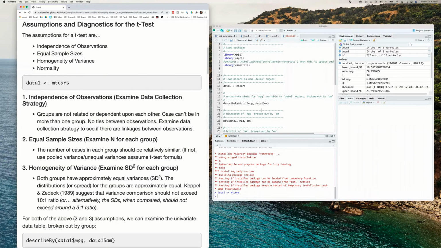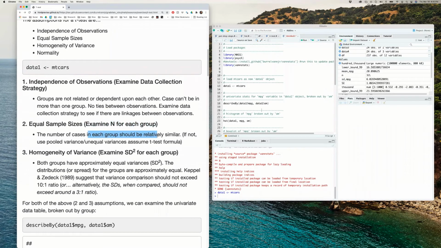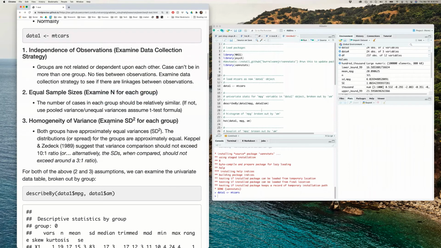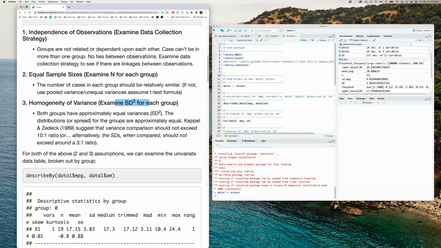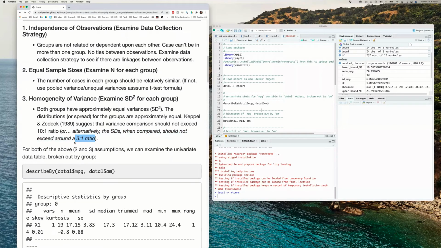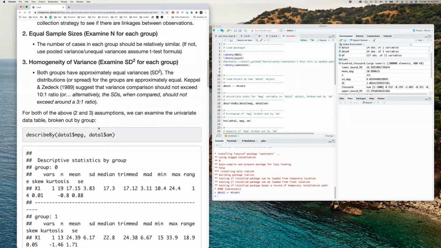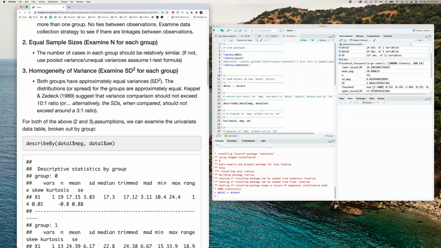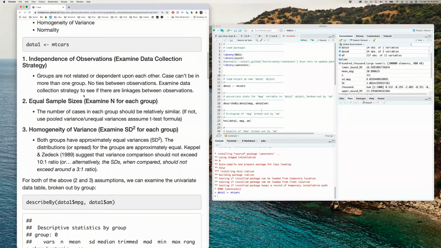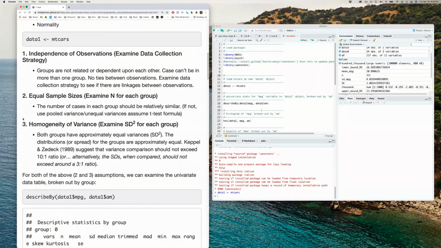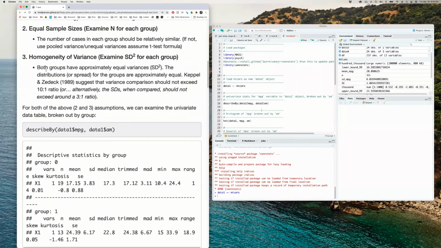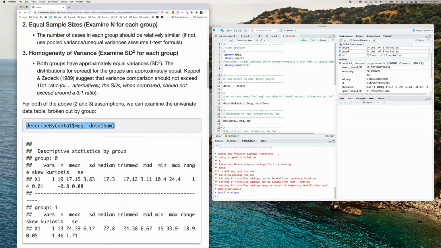Equal sample sizes, right? We have to examine the N for each group, the number of cases for each group. They should be relatively similar. Homogeneity of variance, right? So we want to examine the standard deviations. The variance should have a ratio of no more than 10 to 1, but the standard deviation, since that's what we're calling, will have a ratio of 3 to 1, right? Or no more than 3 to 1. So with equal sample sizes and homogeneity of variance, assumption 2 and assumption 3, we've already met number 1.